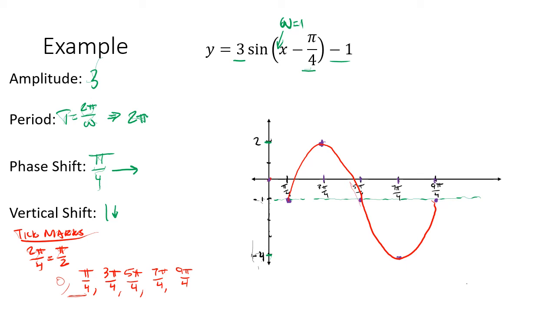And again, we have to indicate that this just keeps going on forever by drawing in a dotted line with arrows on the end. And that's it. That's the graph of 3 times the sine of x minus pi over 4 minus 1. Let's look at one more example.